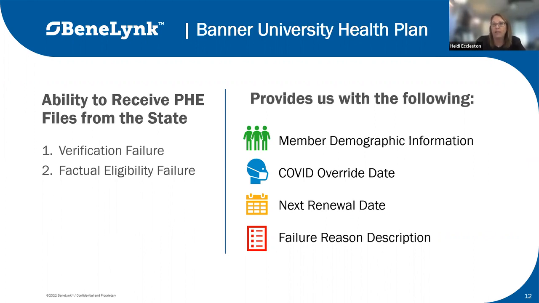And so some of the information we get on the file from the state is member demographic information, the date the COVID override started for this member, the next renewal date, and then the failure reason descriptions. Some of the failure reason examples are, need to verify income, there was no signature on the application, or maybe they failed to answer a certain benefit question. And so this is really key information that we provide to BeneLynk. So as they are outreaching our members, and get a member on the phone, they have some additional information as to what failed for this member when they were doing a renewal, so that they can provide that information to the member to be more personal. Next slide.